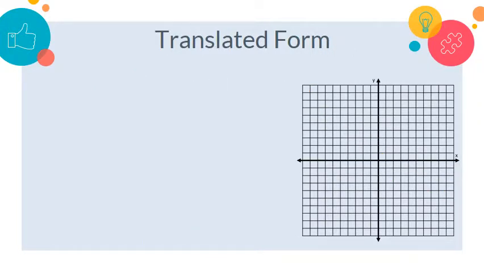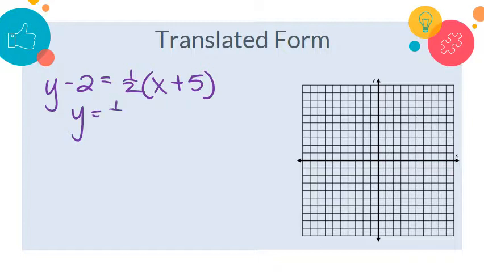All right, translated form. Let's say I've got something like this. First step is to still isolate the y. I'm going to add 2 over. Now I need to identify some key features. First thing, my slope is always the coefficient in front of x. So m equals 1/2.